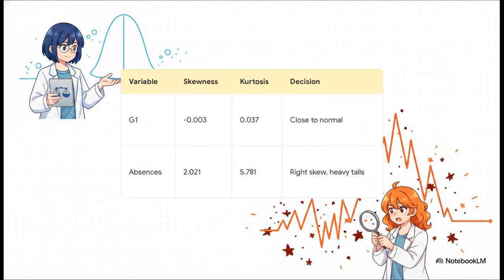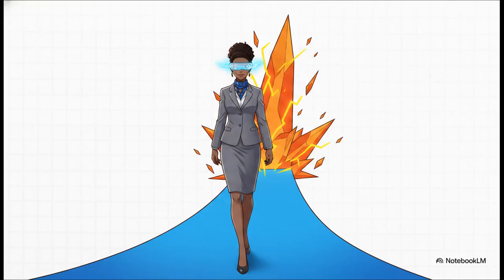But then look at absences. The skewness is a massive positive 2.021, and the kurtosis is an exploding 5.781. This tells us immediately, without even needing to look at a chart, that absences has a severe right lean with heavy leptokurtic tails absolutely filled with extreme outliers. So what does this all mean? Why does all this shape data ultimately matter to us?